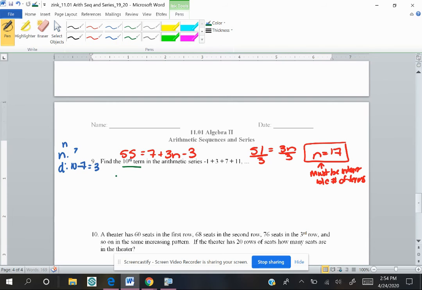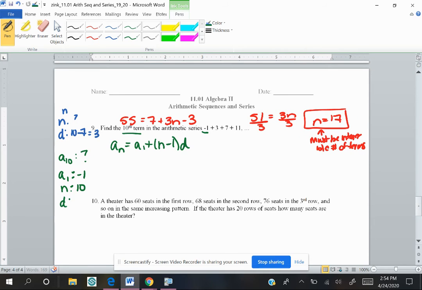All right, so 10th term, we're talking about our term formula, a sub 1 plus n minus 1 times d. Here we just wrote it out as a series, meaning we're showing that we're adding all the terms together. We're looking for a sub 10, which we don't know. Our first term, a sub 1, is negative 1. N is going to be 10 because we're looking for the 10th term. And d, our common difference, we take 3, the second term, minus the first term, gives me 4. 3 plus 4 is 7. 7 plus 4 is 11.